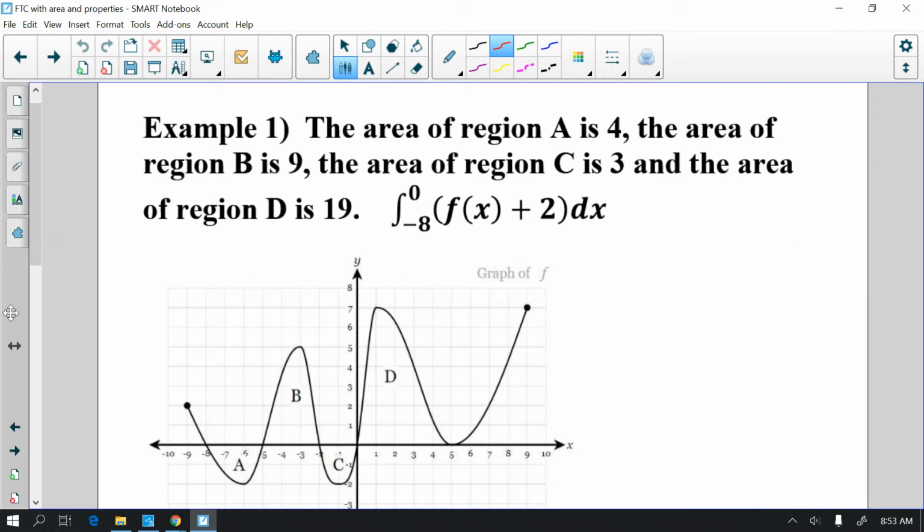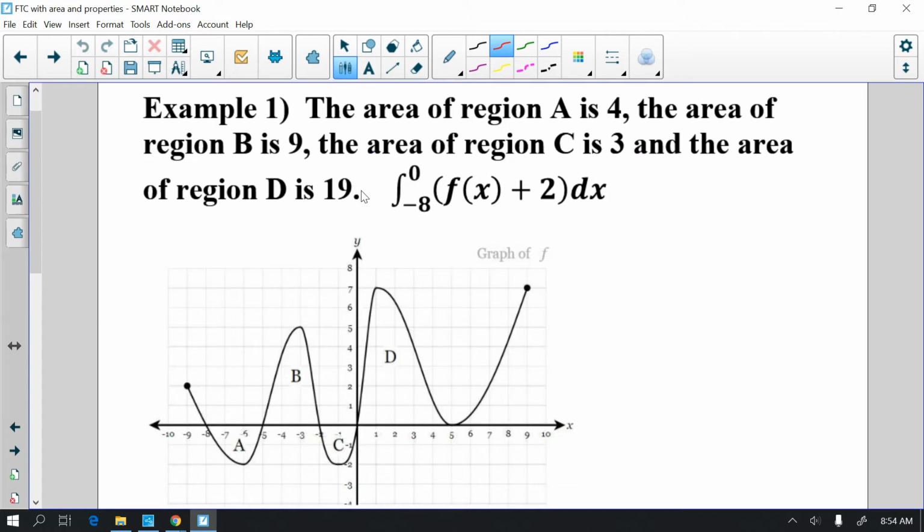Again, it's kind of a crazy graph. Don't worry so much about making the graph exact. What's going to matter is just that we know what these areas are. So if you're going to draw the graph in your notes, just make it so that A is below the x-axis, B is above, C is below, D is above. That's really what's going to matter here. It tells me that the area of region A is 4, the area of region B is 9, the area of region C is 3, and the area of region D is 19.